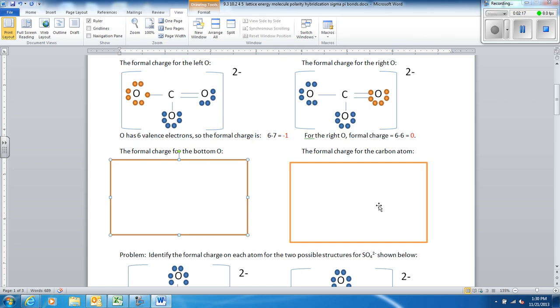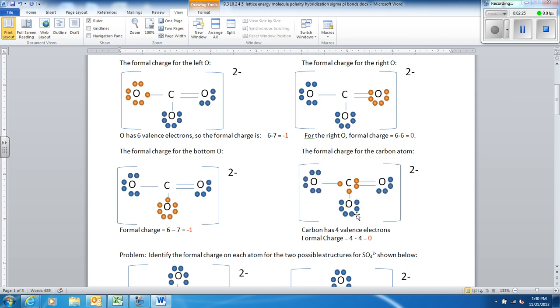And the bottom O and the carbon, you should pause this, do these yourself. I'm going to show you the answers in just a moment. You should pause. All right, so the oxygen has 7 electrons around it. The bonds count as only 1 for formal charge. And 6 valence electrons minus 7 is -1 for this oxygen right here. And then for the carbon, carbon has, in this structure, 1, 2, 3, 4 electrons around it. And carbon has 4 valence electrons, so 4 minus 4. Carbon would have a formal charge of 0 in this structure.